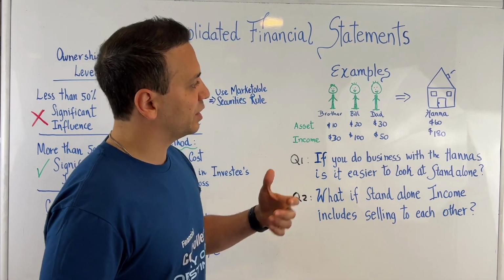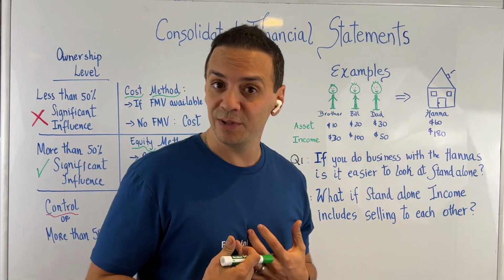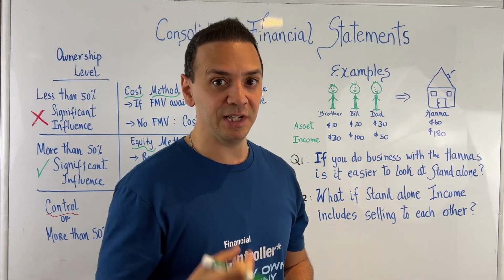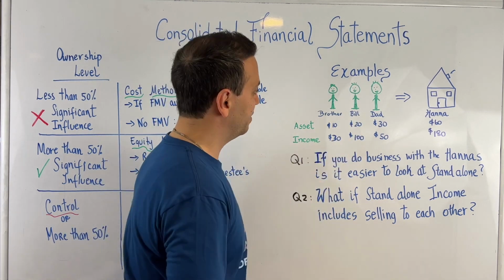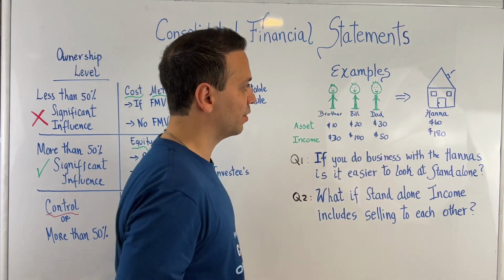So let's assume that you're trying to make a decision whether to invest in my family or not. So my family is a business, and you're trying to make a decision whether you want to invest in the Hannah family, my family, right? So you come in and you look and you find that there is Bill, this is me, my brother, and my dad. We all have our assets and income, right?